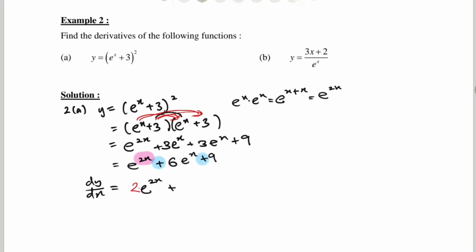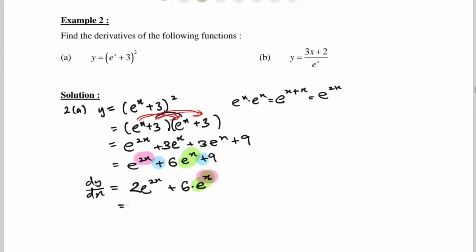After that, move on to the next term, 6e to the power of x. There's a constant in front, so I'm going to copy the constant. But now, look at the exponential. This is just e to the power of x. So that means we don't have to do anything with it and just write e to the power of x. Because if we differentiate the power, it is just x to the power of 1. When we differentiate x to the power 1, you get 1. Next, differentiate 9, you get 0. So this will be your final answer.